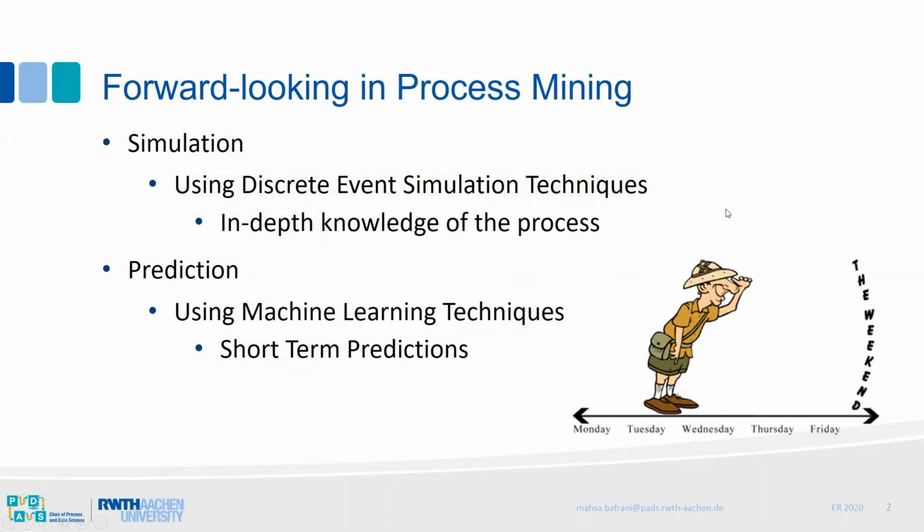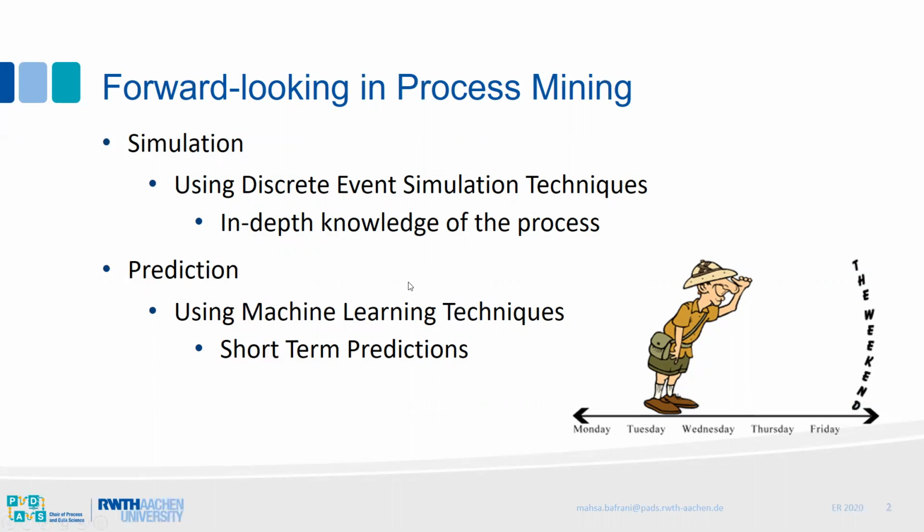Most process mining techniques are mainly backward looking. It means that we have the historical data and we work on it to detect what has happened. But the important part in process mining is forward looking as well. There are two main directions in forward looking. The first one is simulation, where people mainly use discrete event simulation, and this type of simulation needs in-depth knowledge of the process. The other direction is prediction, where people mainly use machine learning techniques, and these are for short-term predictions.